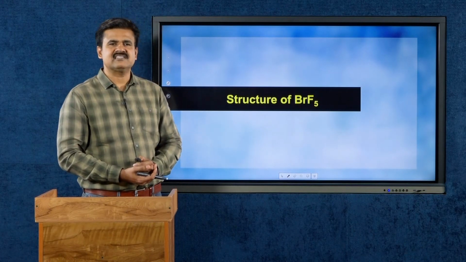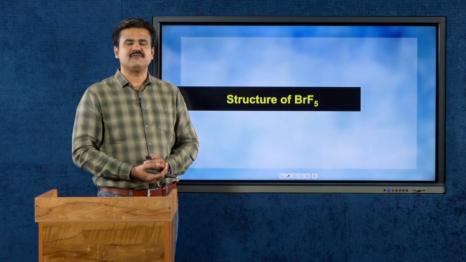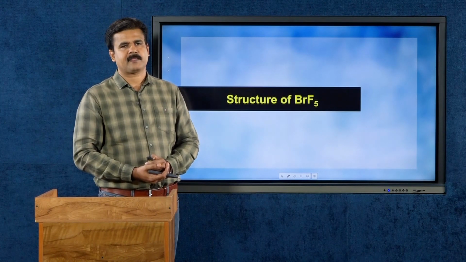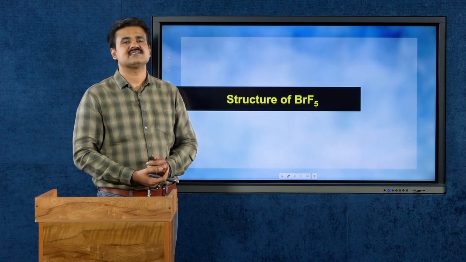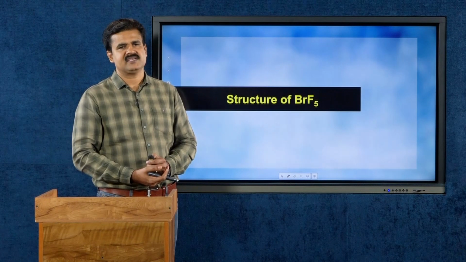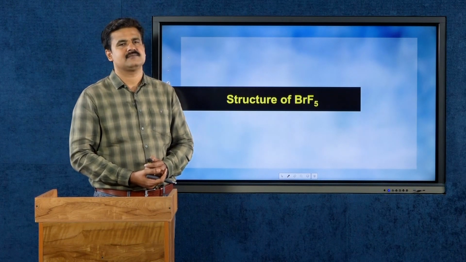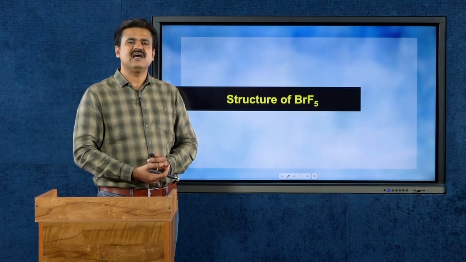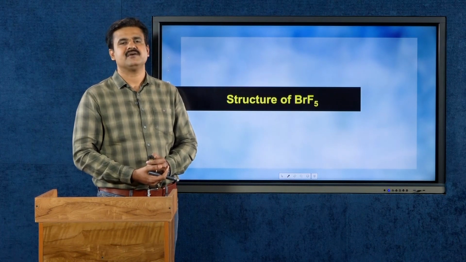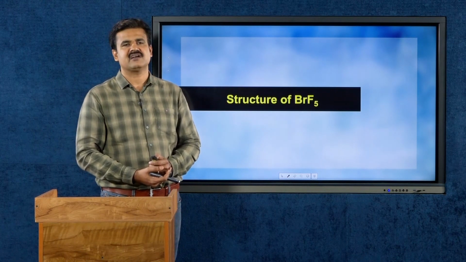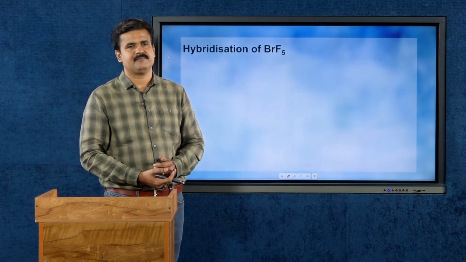Discussing another interhalogen, that is BrF5. From the molecular formula itself, it is clear that this BrF5 is an AX5 type interhalogen. Here the central atom is bromine, which is the biggest in size when compared with the 5 fluorine atoms. So, the BrF5 molecule is an AX5 type interhalogen, and now we are discussing the structural details of BrF5.